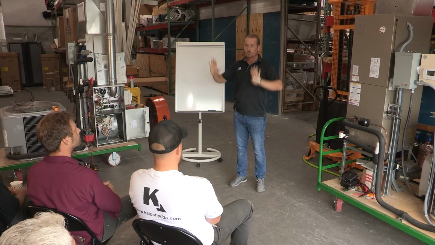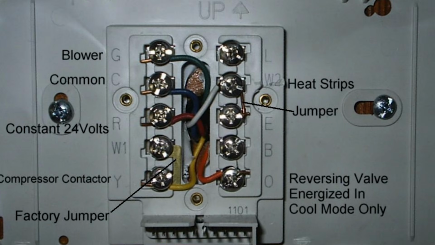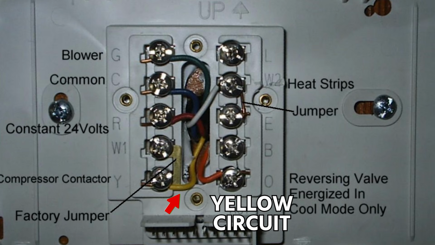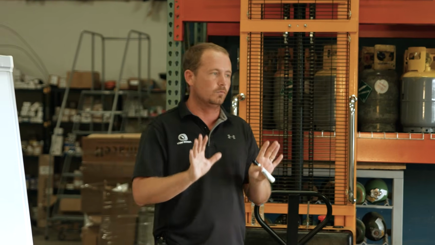So start with Y. Y, what we would commonly call the yellow circuit, even though it doesn't matter what color the wire is, but it's the Y circuit. What is the Y circuit?